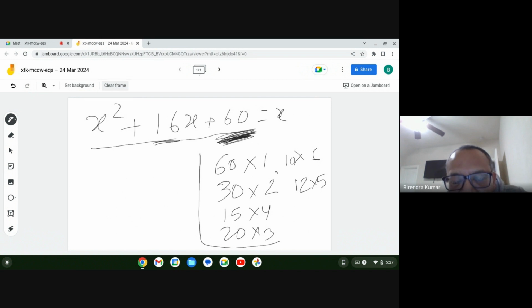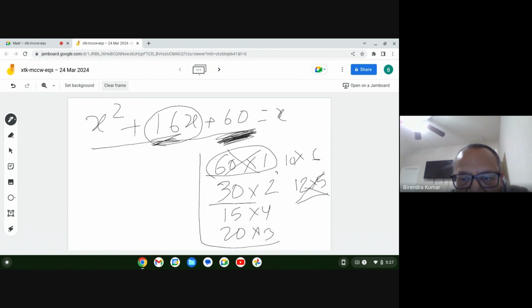Now pick up one combination whose sum is 16. So 12 plus 5 is 17. Here it is 16, so this one is ruled out. 60 plus 1 is 61. This is 16, so this is also ruled out. 30 into 2, if I add these two numbers, 30 plus 2 is 32. Ruled out.